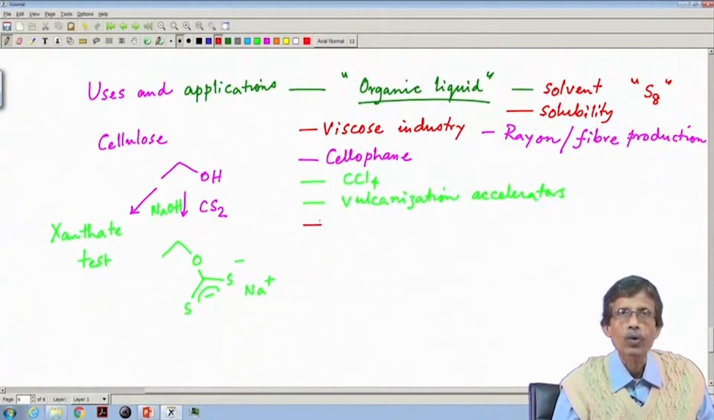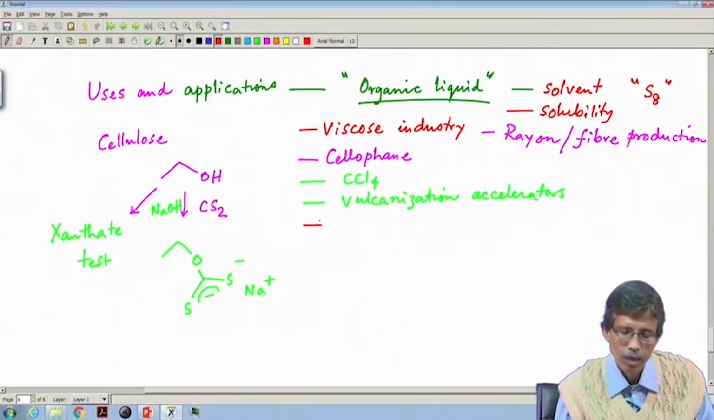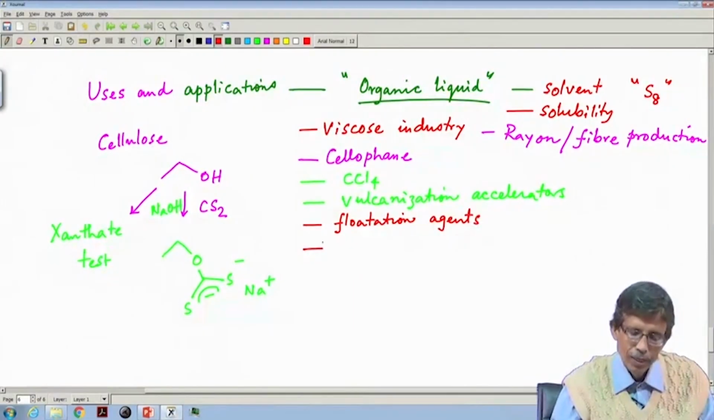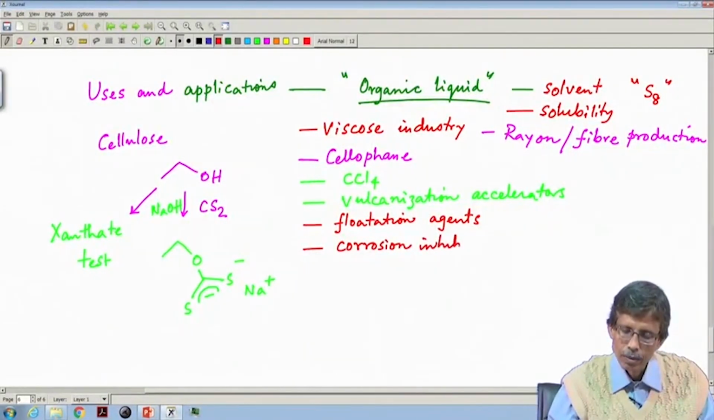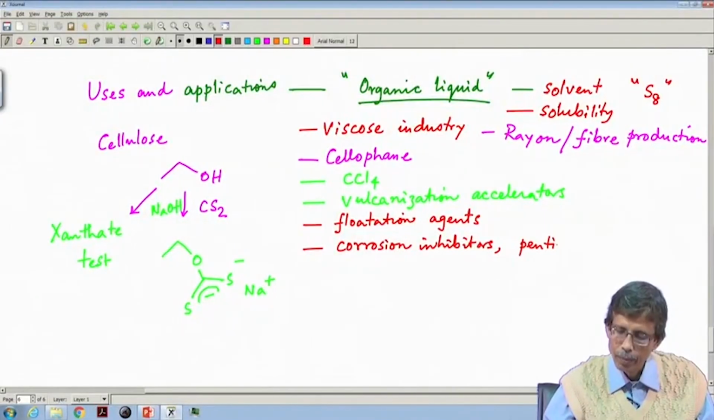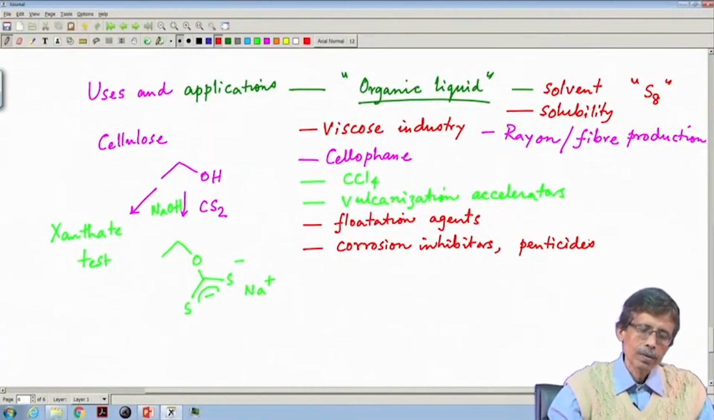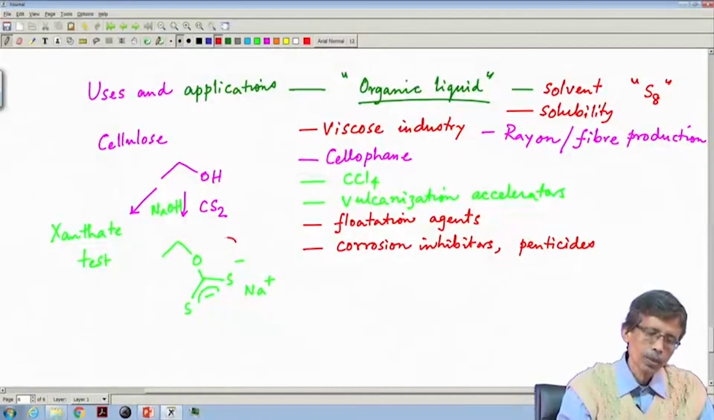Then it is used as an ore flotation agent. Every time we see that all the sulfur bearing compounds, for different purposes, are very good ore flotation agents. So, they are flotation agents, and lastly they are very good corrosion inhibitors. Or it can be used in making pesticides.